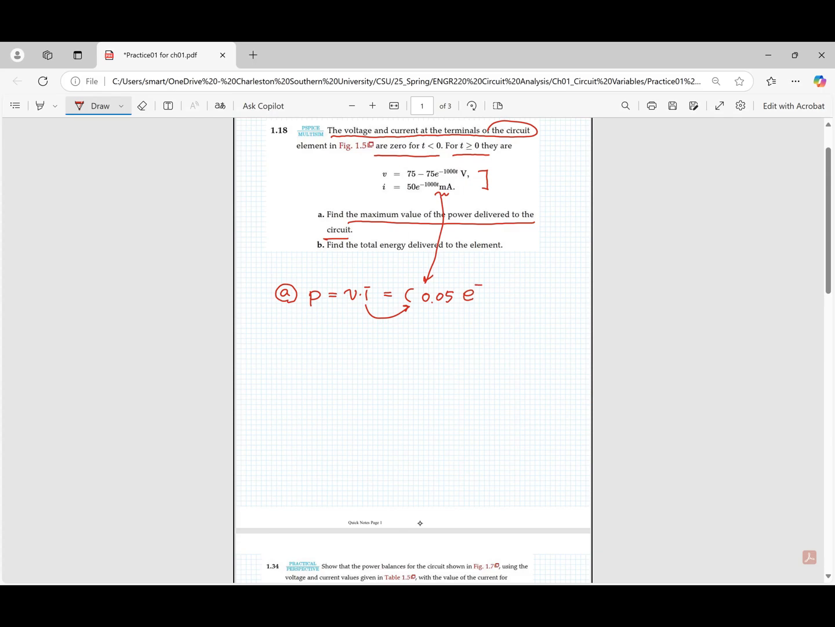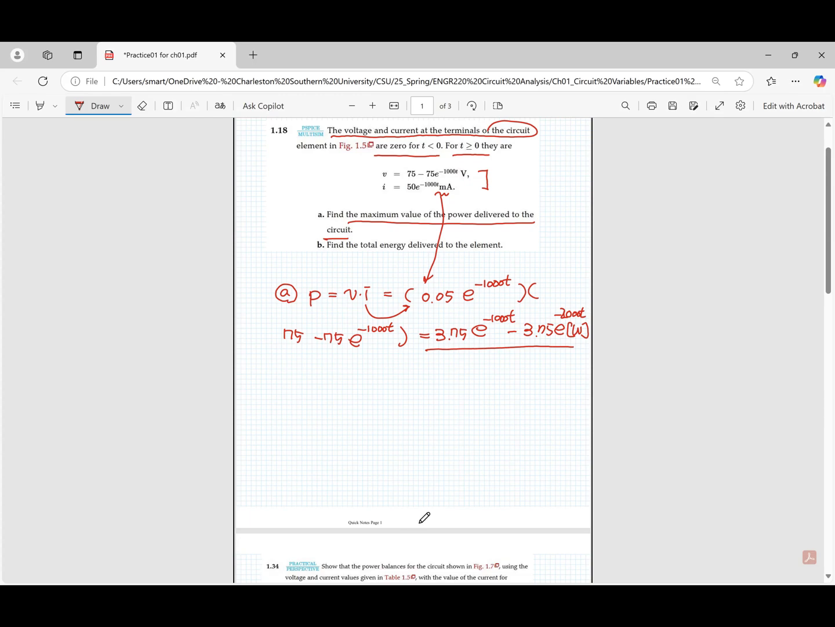E to the minus 1000 t. 75 minus 75 e to the minus 1000 t. I'm going to skip the calculations. Finally, 3.75 e to the minus 1000 t minus 3.75 e to the minus 2000 t. Okay, so that was the power in terms of the t function.